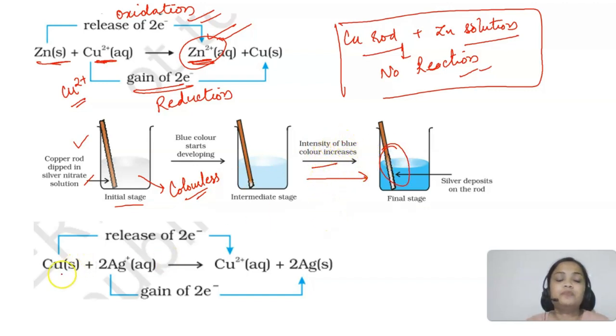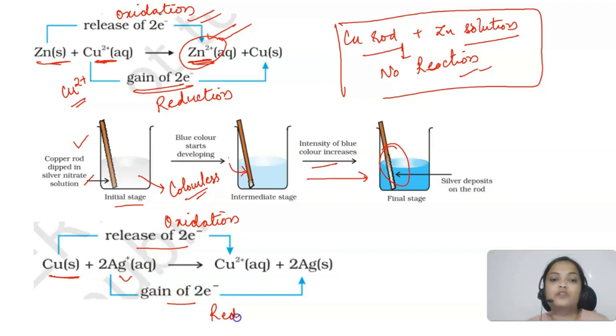All right. So what is going to happen in this case? Again, copper metal will undergo oxidation. It will lose two electrons to convert to copper ions. Okay, and those copper ions start going into the solution, and silver metal gets deposited on the copper rod, because silver ions will gain electrons, meaning they will undergo reduction to form silver.